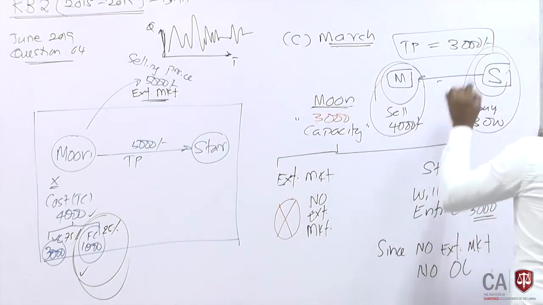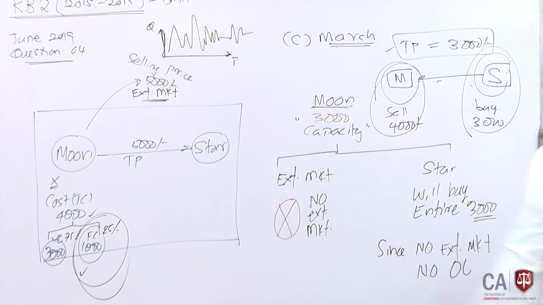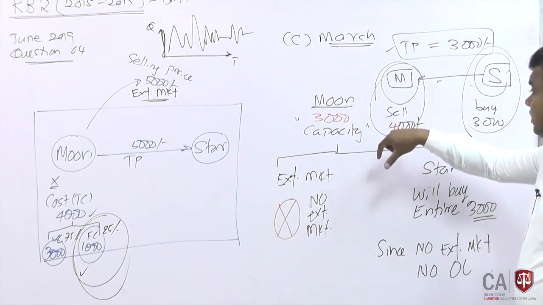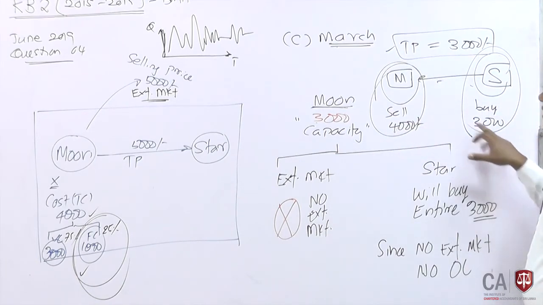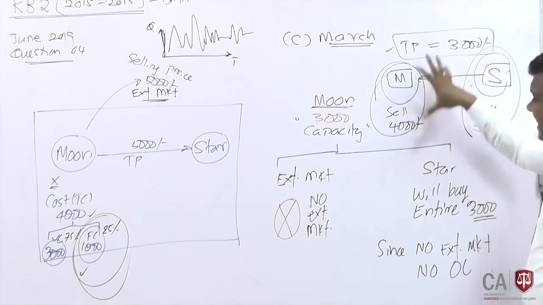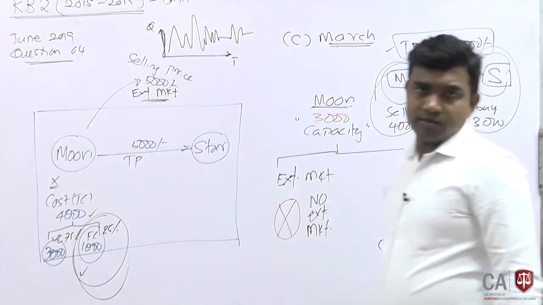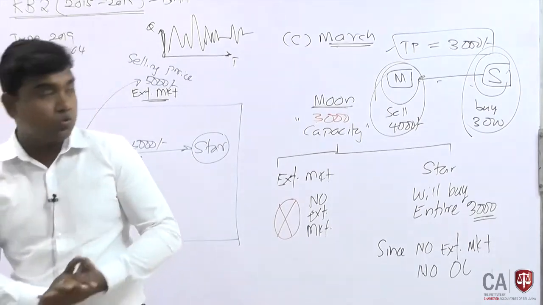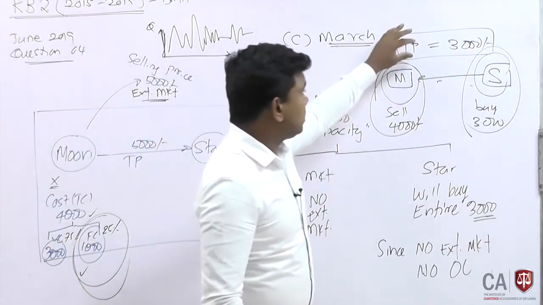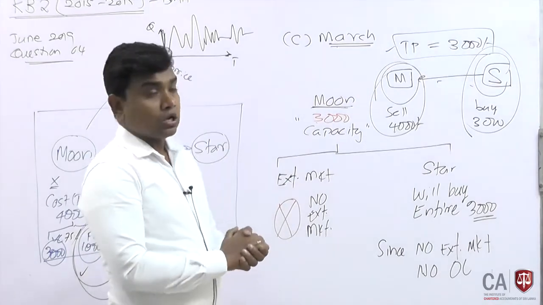Therefore, in this scenario, you can ask them to transfer at 3000. But at 3000, there is a question, Moon will not be able to recover their fixed cost. Therefore, you can ask them, okay, Moon will record it at 4000 full cost, and Star will record at variable cost 3000. Therefore, the dual pricing technique is suitable here. Right? In this scenario, the dual pricing technique is most suitable rather than relying on transferring at variable cost.